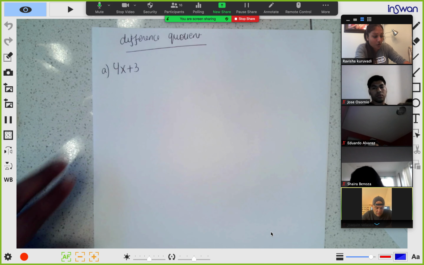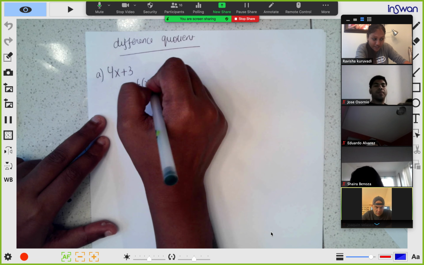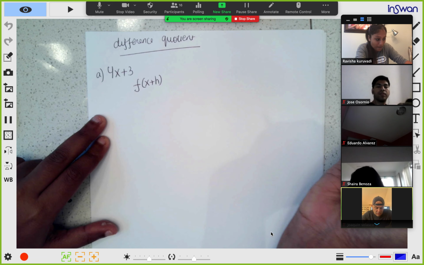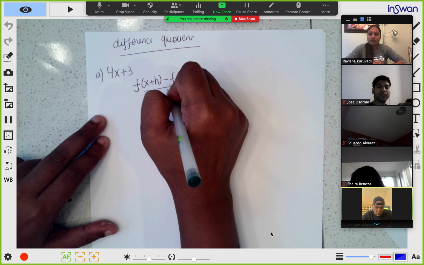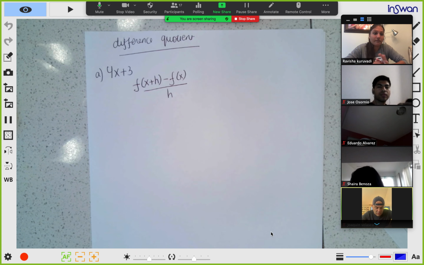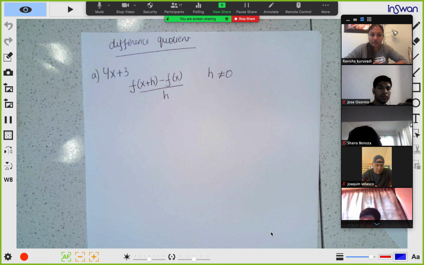The formula, you have to remember this formula. It is f of x plus h minus f of x over h, where h is any number. I don't know what that number is, but it cannot be equal to 0. It can be any number. It can be 1, 2, 3. I don't know as yet, but it cannot be equal to 0.